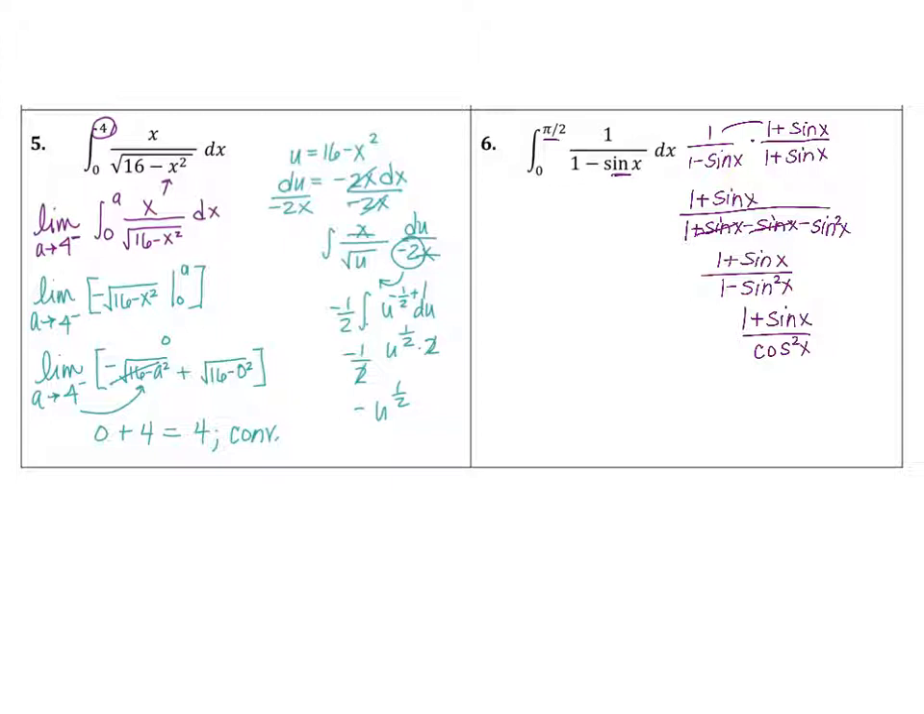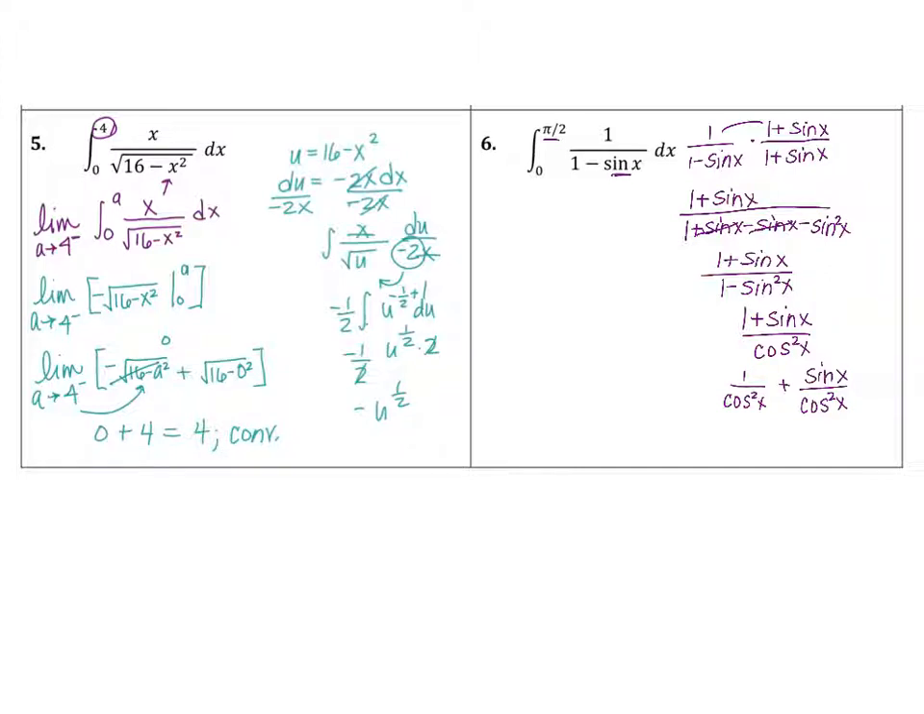And then that is going to be useful, because then I can go through and separate this out into 2 different integrals. So here, in other words, I'm going to have 1 over cosine squared x, and then plus sine x over cosine squared x. Now that should help us in our integration part.